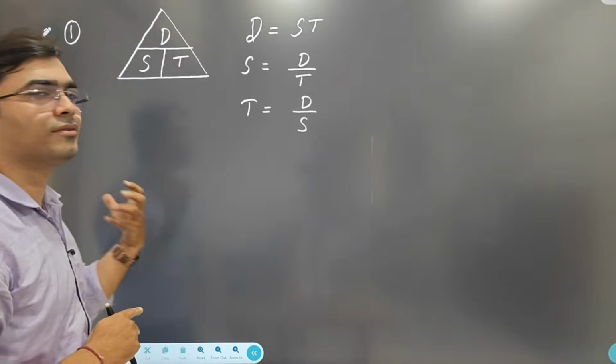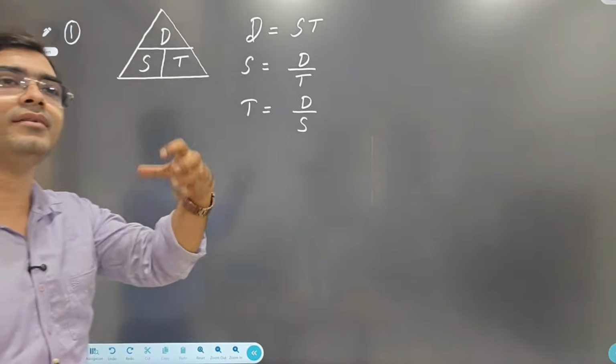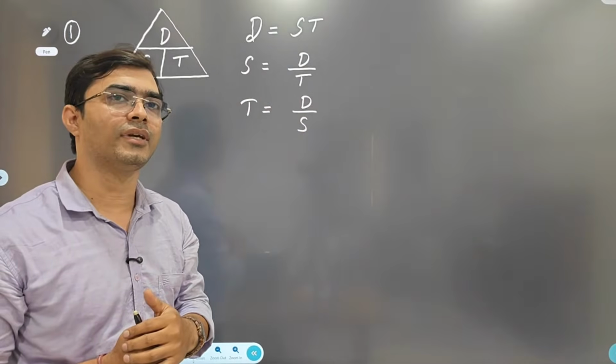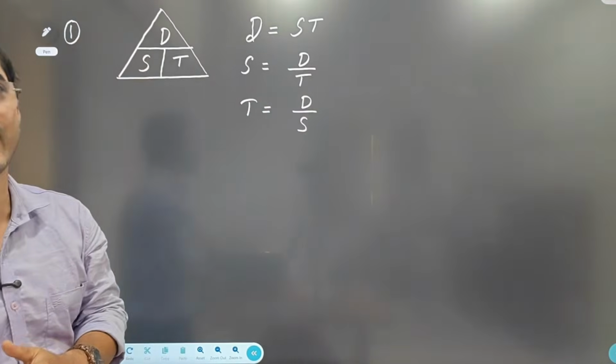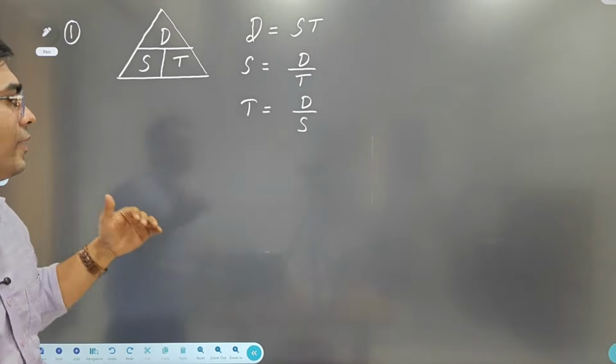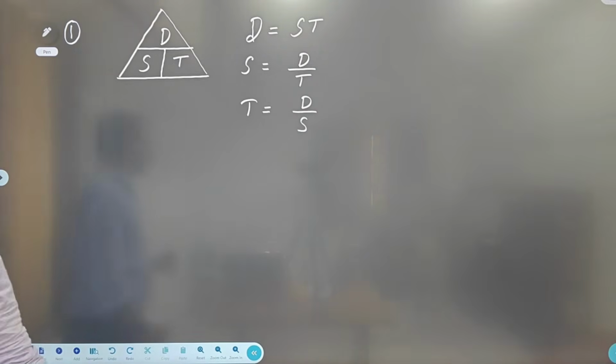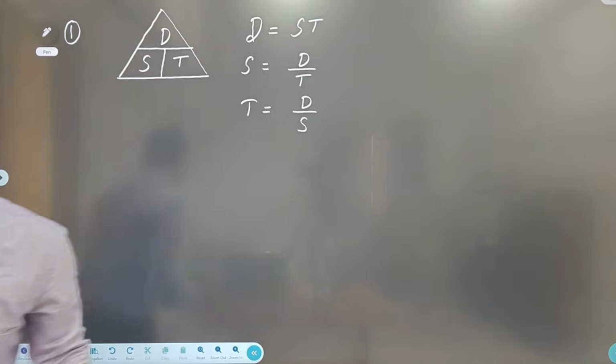Clear? So what happens, sometimes they'll say that speed is increased by 20%, and distance is a constant value. Speed is increased by 20%, distance is constant value.